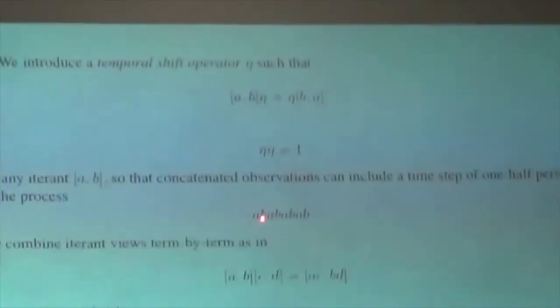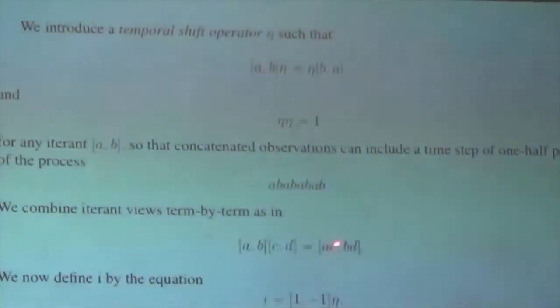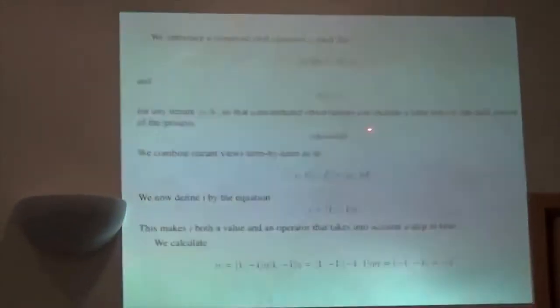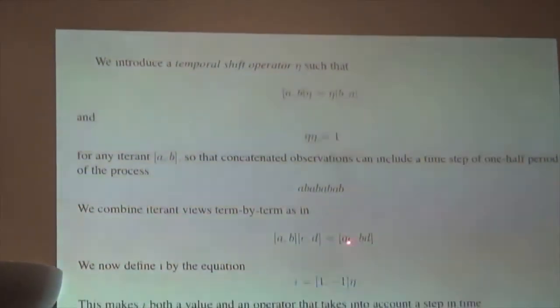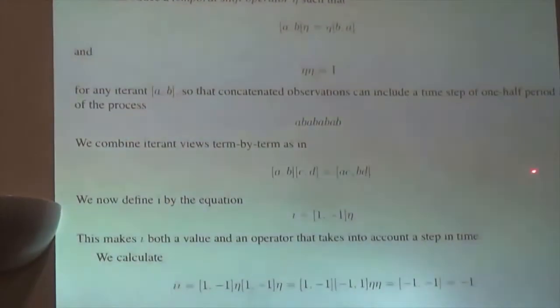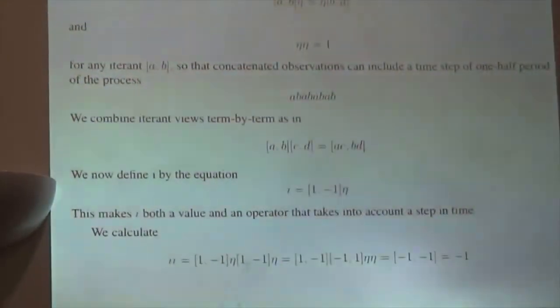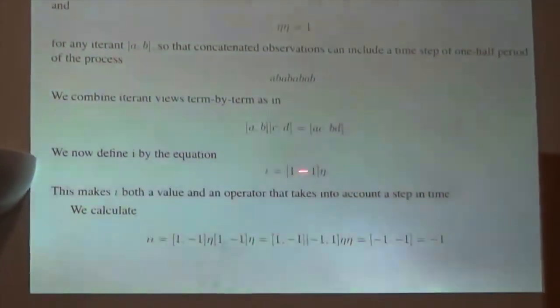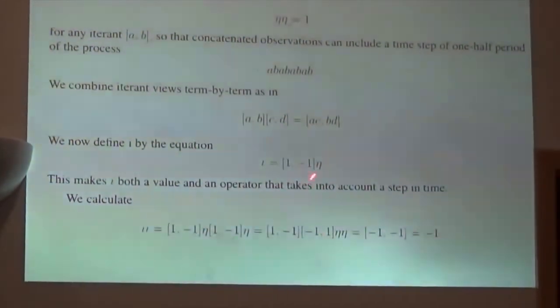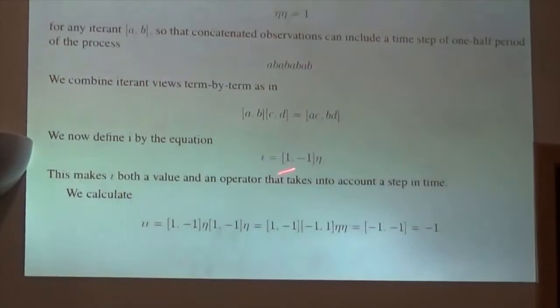And then I think of this as a waveform. AB represents a waveform with a particular point of view. And I multiply them term by term. So a waveform AB, AB, AB, and another one CD, CD, CD will combine with your AC, BD, AC, BD, AC, BD. And then we'll define I formally to be the 1 minus 1 with a little time-sensitive thing next to it. That's the time-sensitive ambiguity.